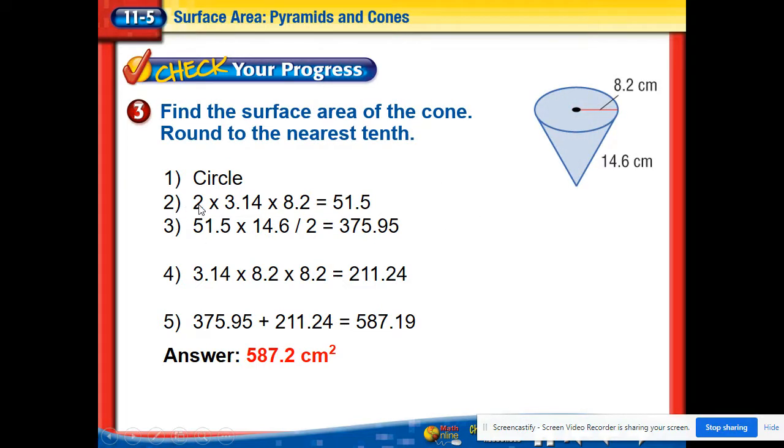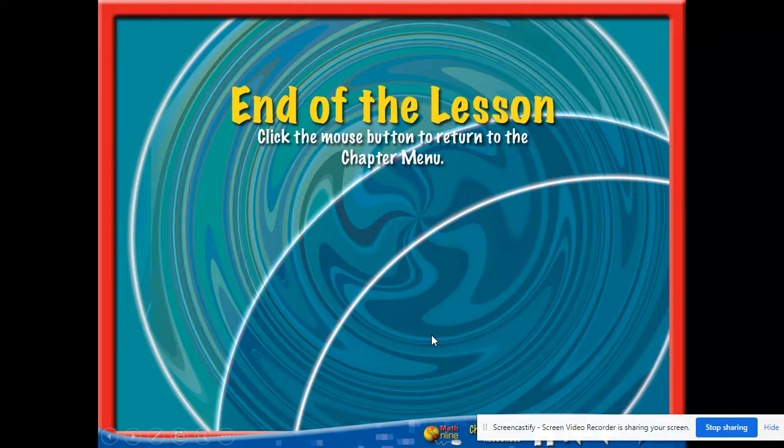Again, circle. So 2 times 3.14 times the radius, which is 8.2, giving us the 51.5. 51.5 times the slant height, which is 14.6. And again, the divided by 2, because that's a triangle, giving us 375.95. Still have to find the area of the base. Area of the base is pi r squared, so pi times 8.2 squared, giving us this value. Add them both together, 187.2 centimeters, because it says round to the nearest tenth. So, and that's what I have for you today.